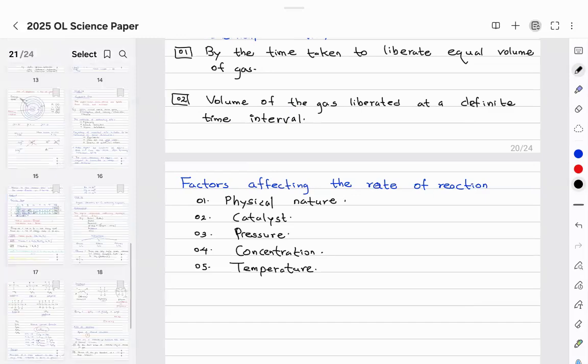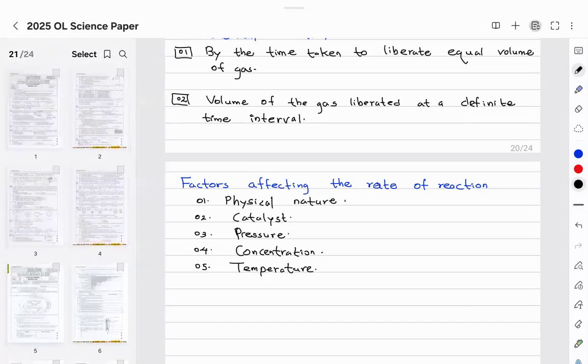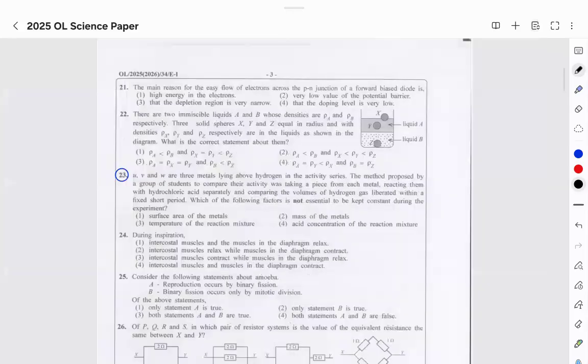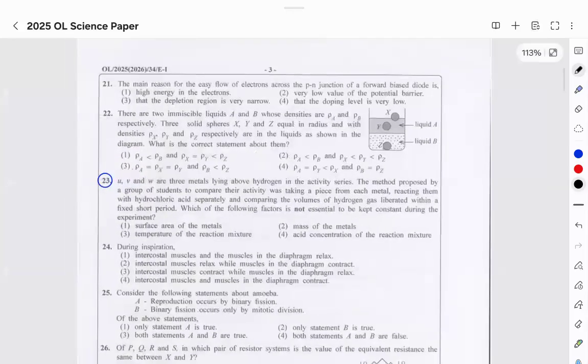Then, according to this question, surface area of the metal, that is the surface area, that means physical nature, mass of the metals, temperature of the reaction mixture, acid concentration of the reaction mixture. Concentration, temperature, surface area, or else physical nature, these 3 factors are affecting, but the mass of the metal is not important. Second one is the answer.